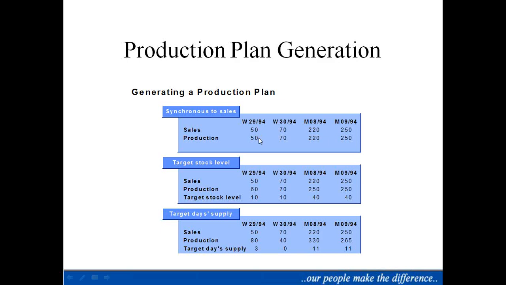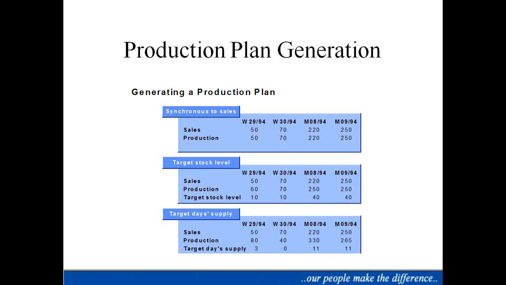The other case, the very first case, is if my production plan is synchronous to the sales plan, my production figures are exactly the same as the sales figures. Is that clear, Chandra? Yeah. It is 50-50, 70-70, 220-220, 250-250 because it's synchronous to the sales. That means my production figures and sales figures are the same, right?